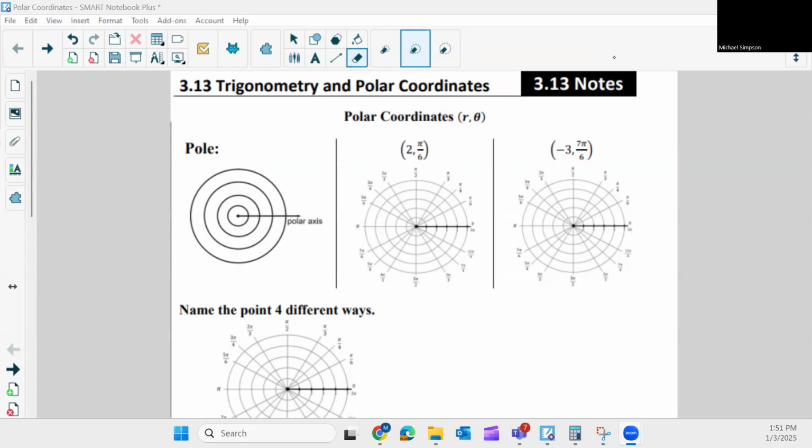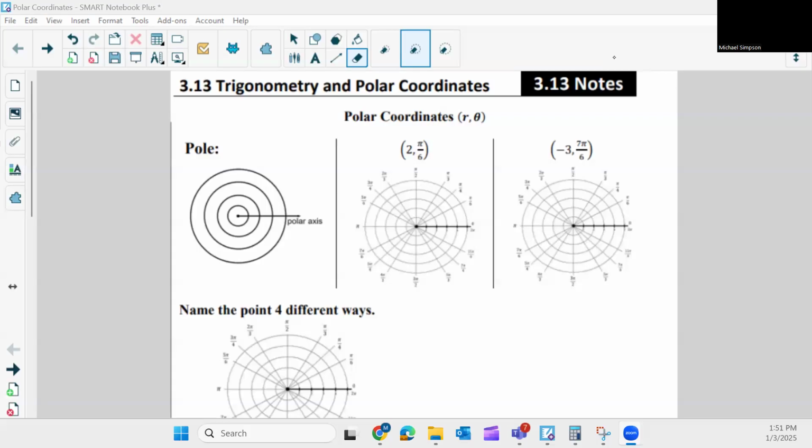Before we went on break, we started trig and polar coordinates, but we kind of stopped short because one I knew was not going to be on the final, and so I decided we can pick this up on the other side of Christmas break. We lost a day or two, so I'm going to pick up the pace a little bit for this lesson.